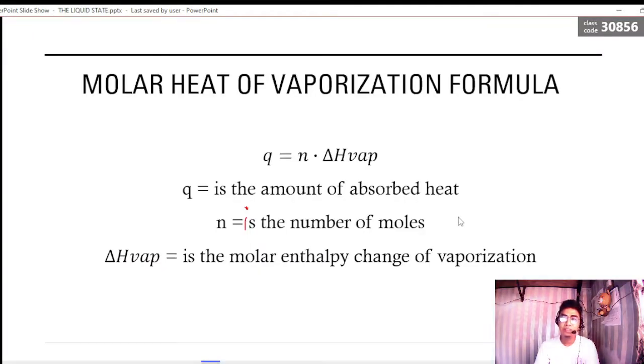So we have here the formula of the molar heat of vaporization. We have Q is equal to n multiplied by the molar heat of vaporization, where Q is the amount of absorbed heat and n is the number of moles. And of course, we have the molar enthalpy change of vaporization. Please take down notes of the following, especially the formula, because this is important for you to be able to answer the following sample problems and practice exercise number 1.